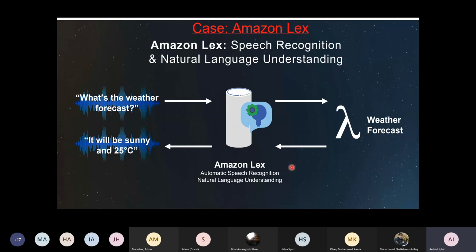And there is another application or case which is called Amazon Lex. Amazon Lex is based on speech recognition and natural language understanding. So when you say to Amazon Lex, what is the weather forecast? We have usually seen this on our smartphones as well. There is some kind of application provided by Google and Apple, so this is the same thing. What's the weather forecast? The weather is forecasted and then a reply is given to the user: it will be sunny, 25 degrees.